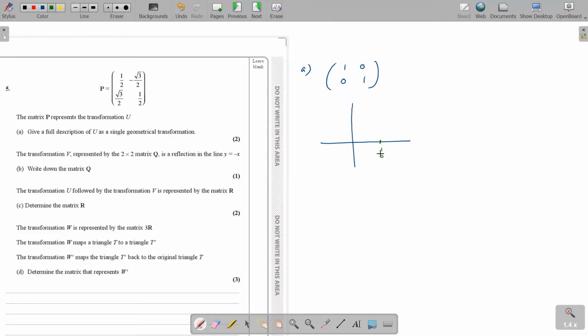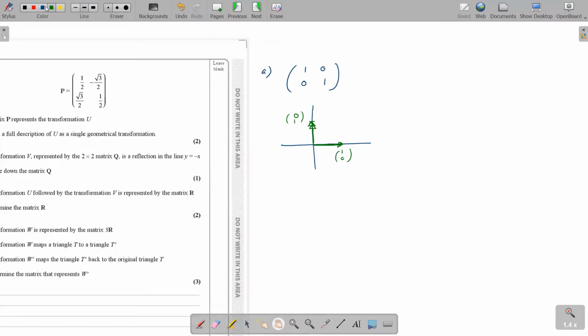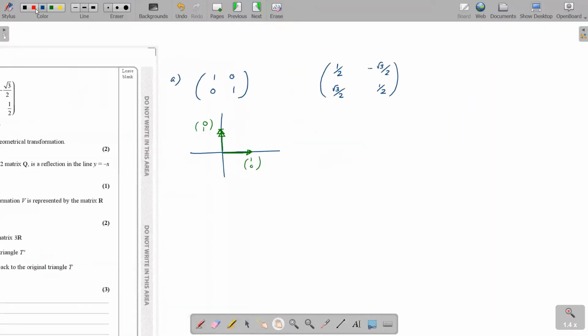1 0 is over here. So I take it, this is the first one, and the second one 0 1 is over here. So normally in the book they mark this as I and J, right? Okay, so I just denoted it in this manner. Now what we do here is we need to check it against what? So what is P? Half, root 3 over 2, minus root 3 over 2 and half. So can we quickly draw and check what is the transformation that has taken place over here?